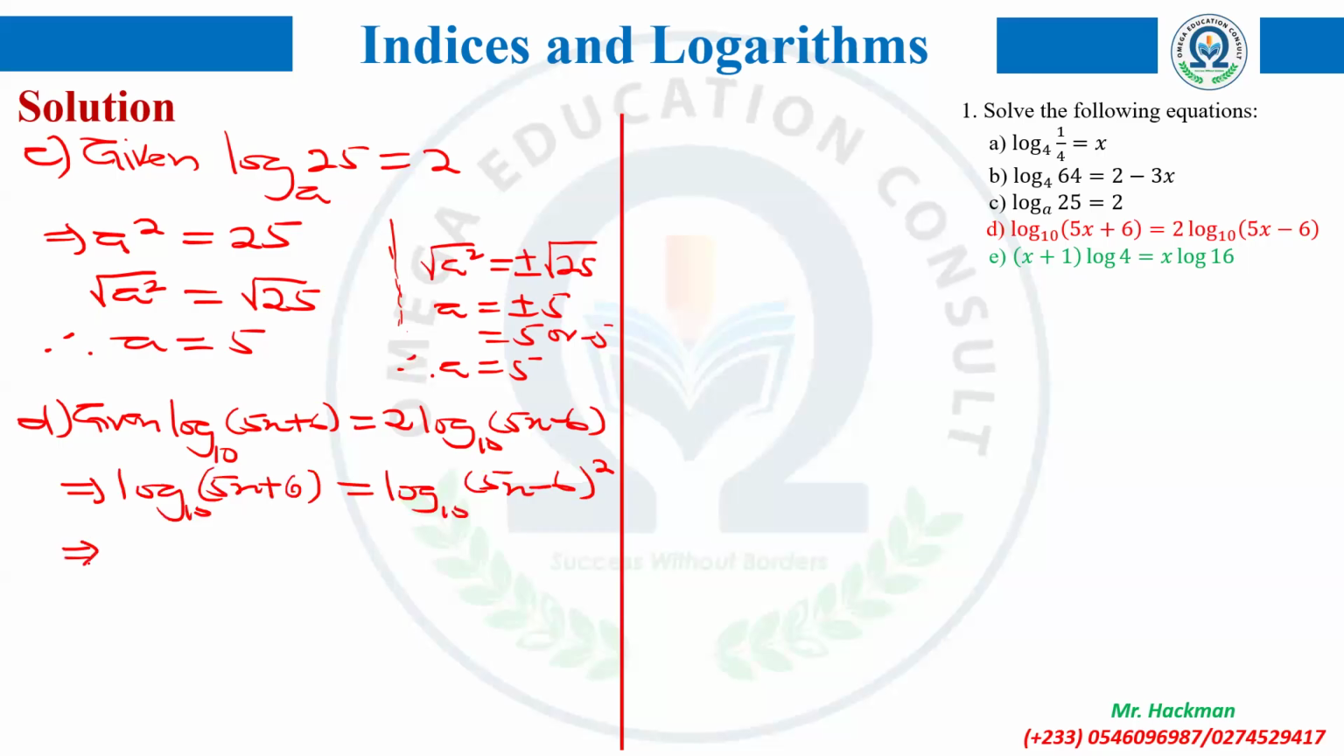So this implies that the number that I'm taking log of here, 5x minus 6, should be equal to the number that I'm taking log of there, which is 5x plus 6. Then 5x minus 6 all squared. All correct.